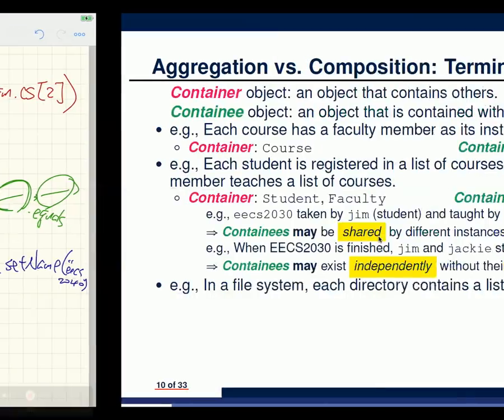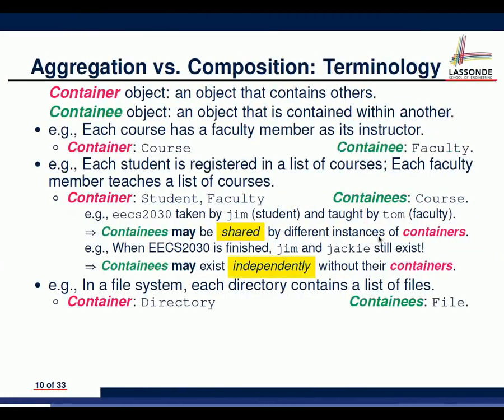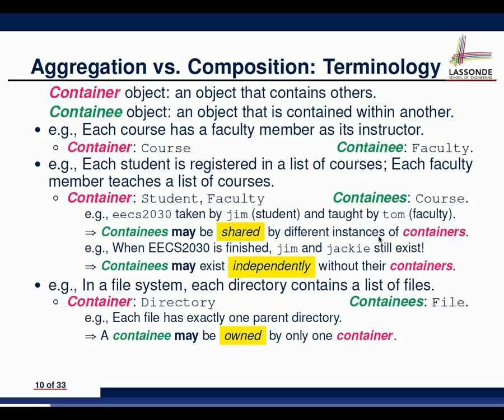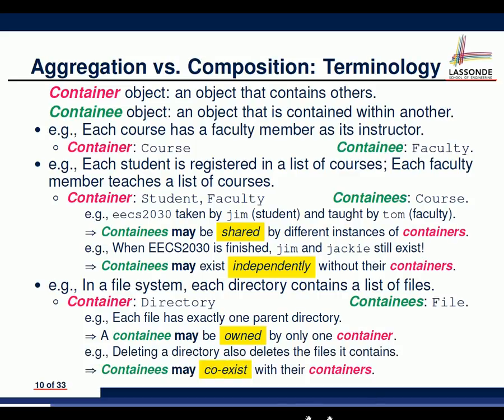Now if you go back to the slides over here, the container will be the directory or folder, and the containee will be the file. Over here we want to say that if you delete a container, you must delete the containees as well. So they must coexist together.